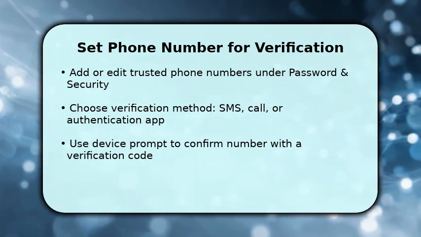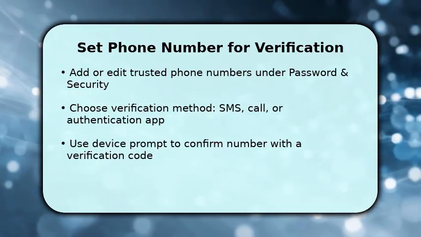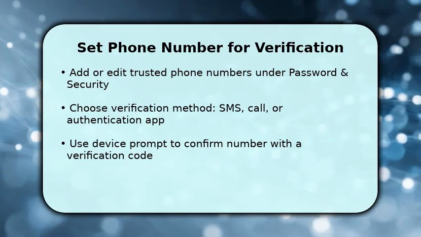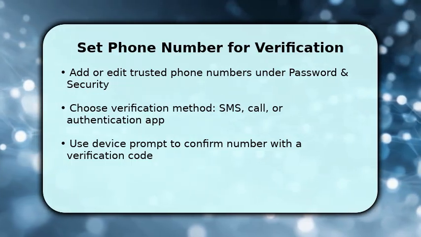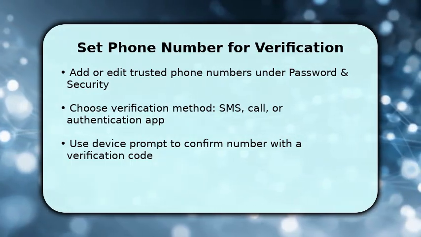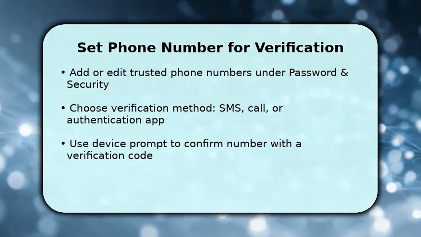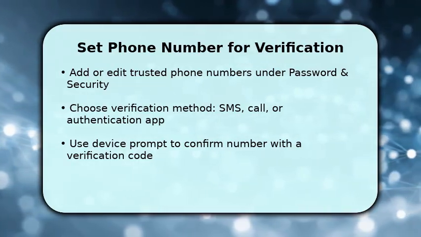Tap Add a trusted phone number and enter your number with country code. Choose whether you want SMS or phone call verification. SMS is fastest. Calls work where SMS fails. Once you submit the number, Apple sends a verification code to that number. Enter it when prompted to confirm.